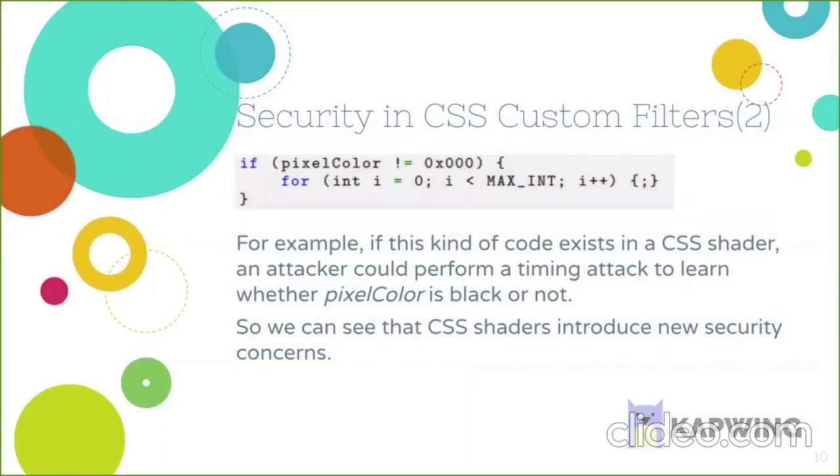Let's examine this code. This is a CSS filter that asks if the color of a pixel is different than black, then does a dummy loop over all values of an integer. So an attacker could perform a timing attack and know whether the pixel is black or not because of this loop that waits a lot of time. So CSS shaders introduce some new security concerns.